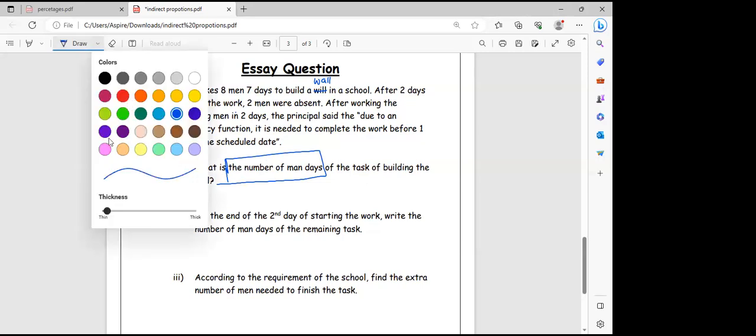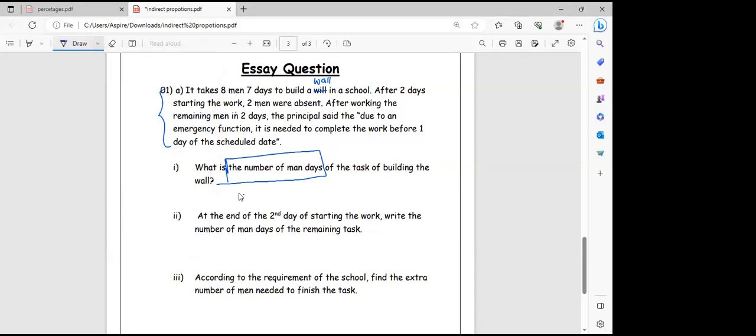Yes, can any of you explain? 8 men into 7 days. Yes, in the beginning they have given it. It takes 8 men 7 days to build a wall in a school. That means to complete this wall building task, they need 8 men 7 days. That means for 1 man, it needs 56 days to complete this task. Man days.